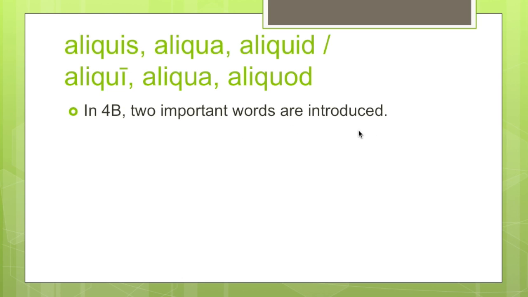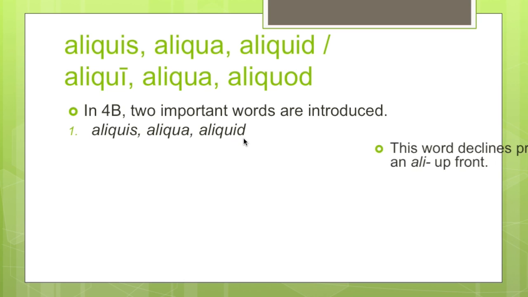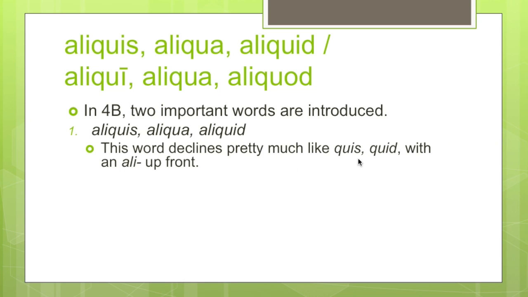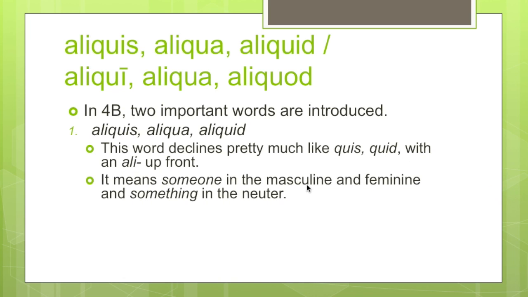In 4b, two important words are introduced. The first one is aliquis, aliqua, aliquid. This word declines pretty much like quis quid with an ali up front. It means someone in the masculine and feminine and something in the neuter. So the masculine and feminine forms of this mean someone. Like the masculine means someone and the feminine would be some woman, typically. And in the neuter it means something. So if I say aliquid vidi, that means I saw something. If I say cum aliquo colloquebar, that means I was conversing or I was talking with someone.